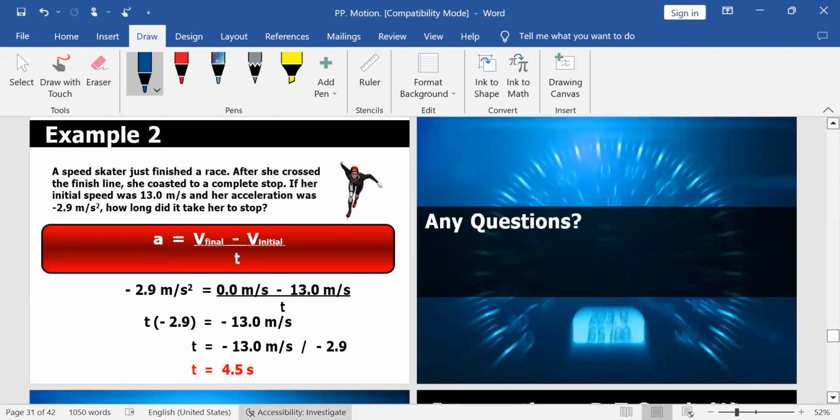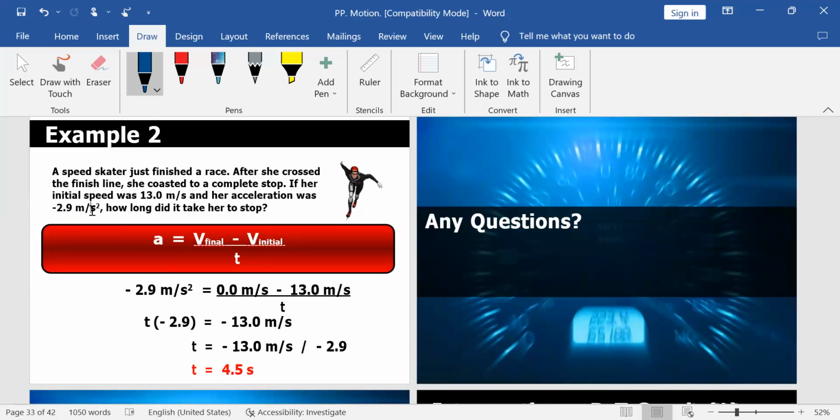Here we have another example. Can you read it? A speed skater finished the race. After she crossed the finish line, she coasted to a complete stop. If her initial speed was 13 meters per second and her acceleration was negative 2.5 meters per second squared, how long did it take her to stop?